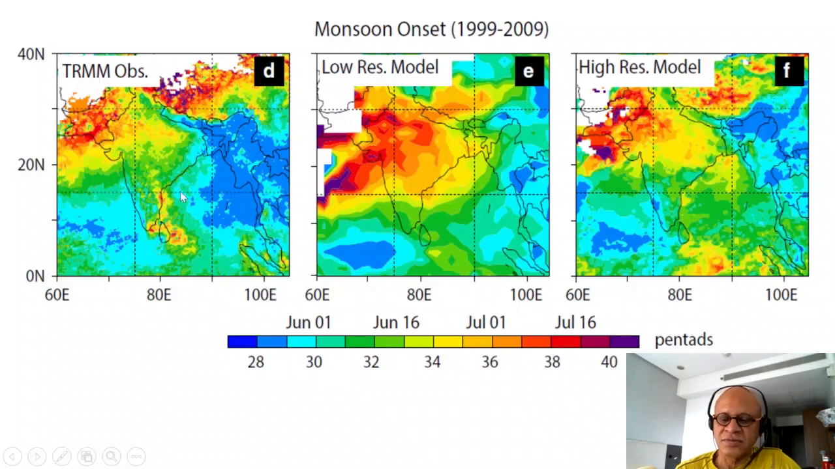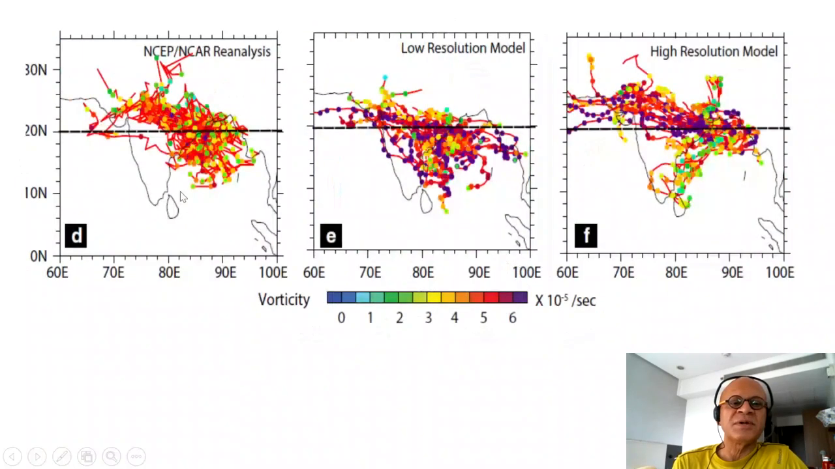So yes, resolution, at least in the model considered, makes a difference. But then when you look at the low pressure systems or monsoon depressions and compare it to NCEP-NCAR reanalysis, which we use here as observations, which itself has a little bit of a bias, so one has to be careful, and it's not clear.